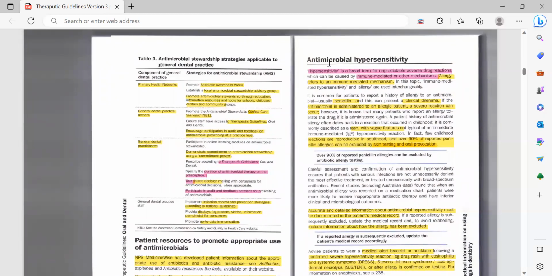So next time we will cover the antibiotic hypersensitivity part, which is also an important topic.